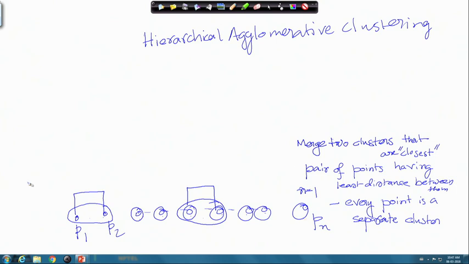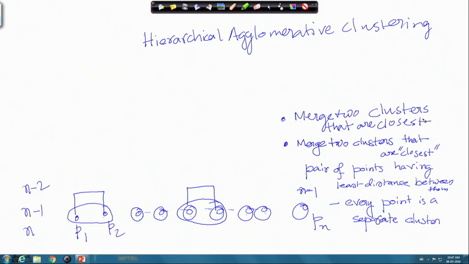Now, I have n minus 2 clusters, one cluster of 2 points, another cluster of 2 points, and the rest single point clusters. Okay. So, here I had n, here I had n minus 2 clusters. Now, repeat this again, merge 2 clusters that are closest. What may happen? Maybe now this cluster and this cluster are closest, so they get merged into a 3 point cluster. So, you see I am gradually building the tree.